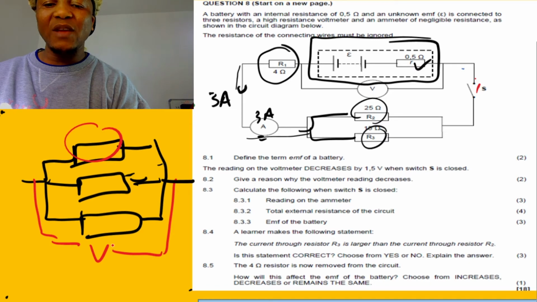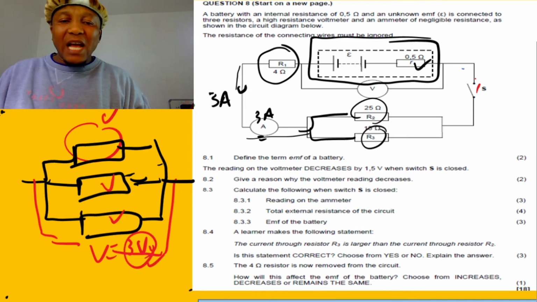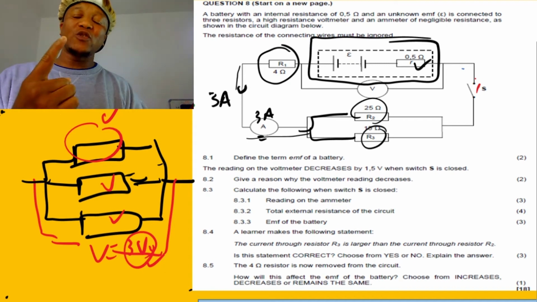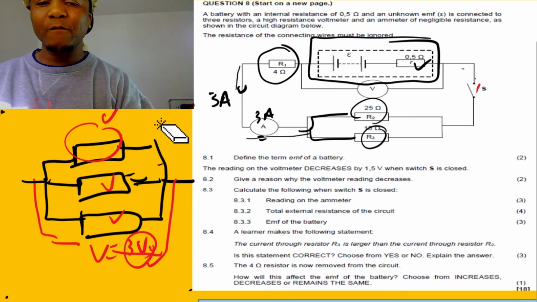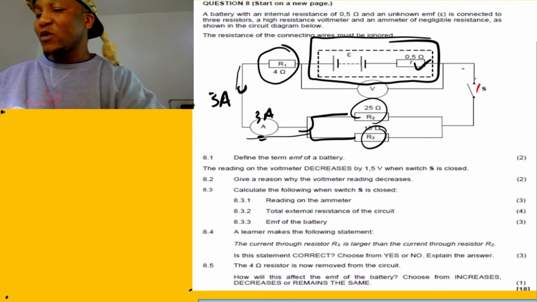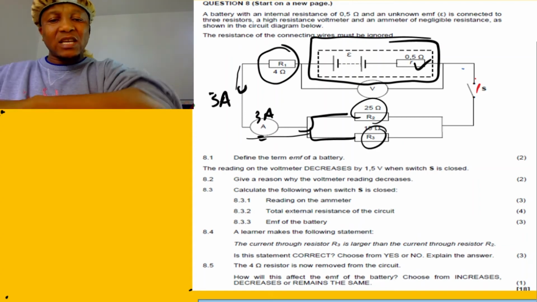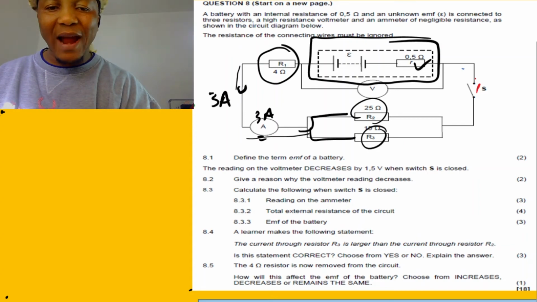Means if, let's say, this is 3 volts, the first resistor is going to use 3 also. The second resistor is going to use 3 volts. Even the last one is going to use 3 volts, because they're in parallel, they're going to use the same voltage. Now, let's go to the question, because this was not part of the question, but it was very crucial for you to understand this to be able to solve this question, right?